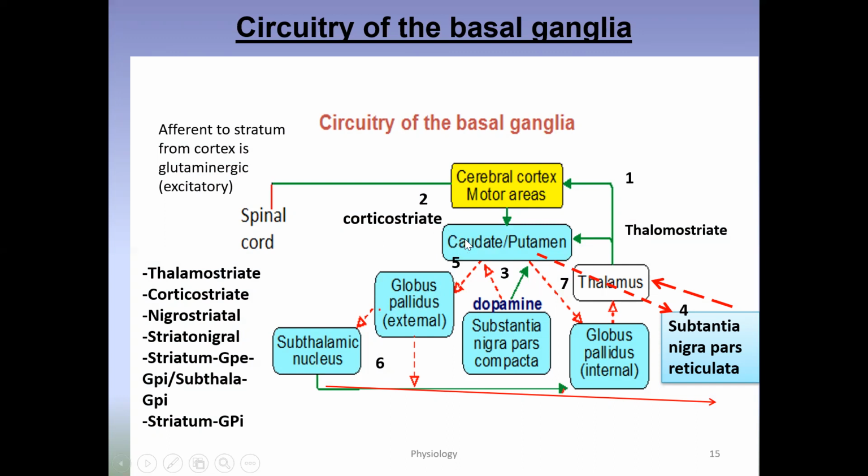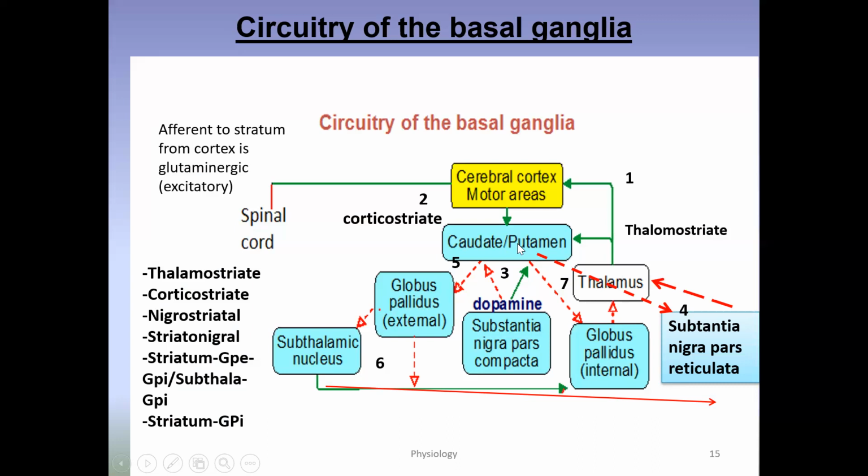So again, I will repeat. Whenever there is excitation of the striatum via corticostriate or thalamostriate, it sends an inhibitory signal to the globus pallidus external segment. That means there is inhibition of the globus pallidus external segment, and because of that there is no inhibitory signal to the subthalamic nucleus. Because of that, the subthalamic nucleus continuously sends an excitatory signal to the globus pallidus internal segment. This is the second internuclear connection: striatum, globus pallidus external segment, subthalamic nucleus, and the globus pallidus internal segment.